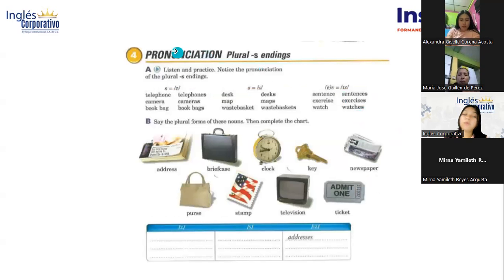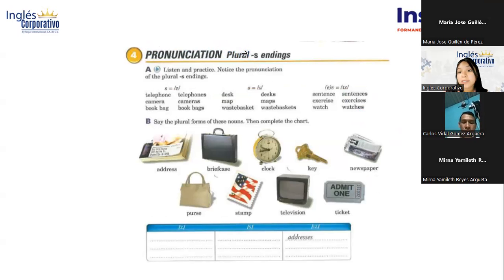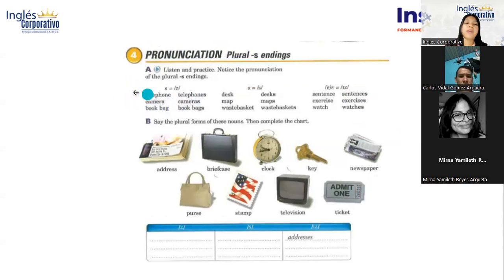So now, we are going to focus on plurals. Plurales, ¿ok? ¿Cómo hacemos los plurales en inglés? Ok, bien. La primera es la siguiente. Tenemos las palabras, si se fija, y solo le agregamos la letra S. So we have the words, as you can see right here, and we have telephone. The pronunciation is going to be telephones. Ok, z, ese sonido de la Z.